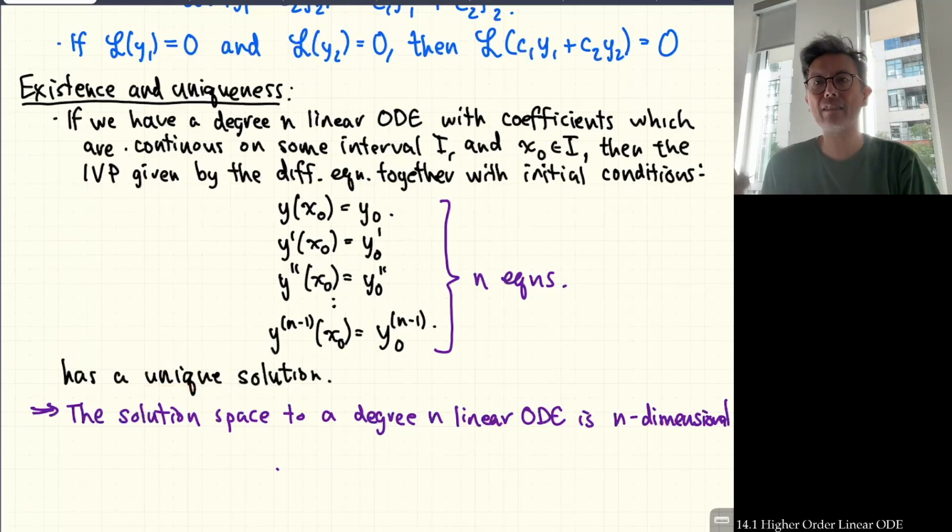And again, that's the indication that what we're dealing with when we talk about the solution space to a degree n linear differential equation is n-dimensional, okay? Okay, that's enough for now. And in the next one, we'll talk about how to actually solve these things through examples.